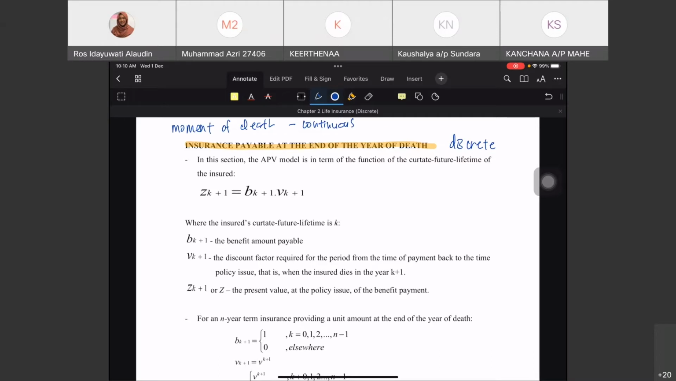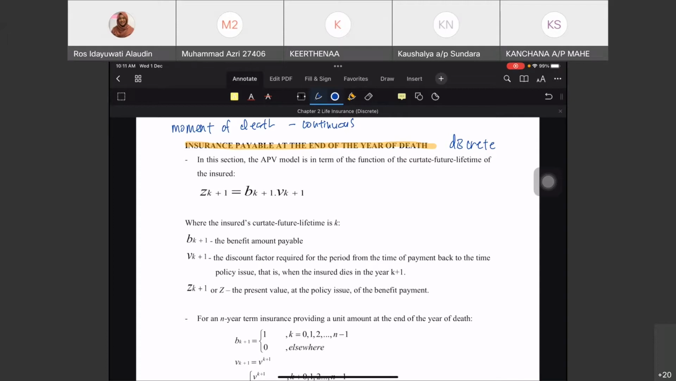Since we already know the actual time, whenever the death happens within that particular year, we always pay in December for that year. But for the moment of death, we need the interval, because we will pay at the moment of death. The death can happen in January, in February, or in May. So we don't know. We have to pay in the interval of that particular year. So that's why we need the integration, because in the integration, we have the lower bound and the upper bound.